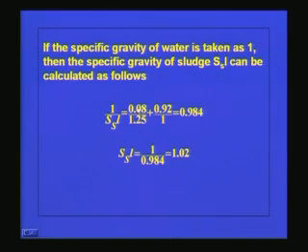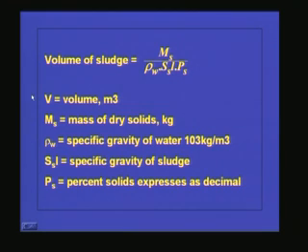We know that only 8% is solids, so 0.08 by 1.25 plus 0.92 by 1, which is equal to 0.984. This is 1 by SSL, or 1 by the specific gravity of the sludge as such. So the specific gravity of the sludge, SSL, is equal to 1 by 0.984, which is equal to 1.02. We can see that the specific gravity of the sludge is almost the same as that of water, with only a slight difference. And if you want to find out the volume of the sludge, we can use this one.